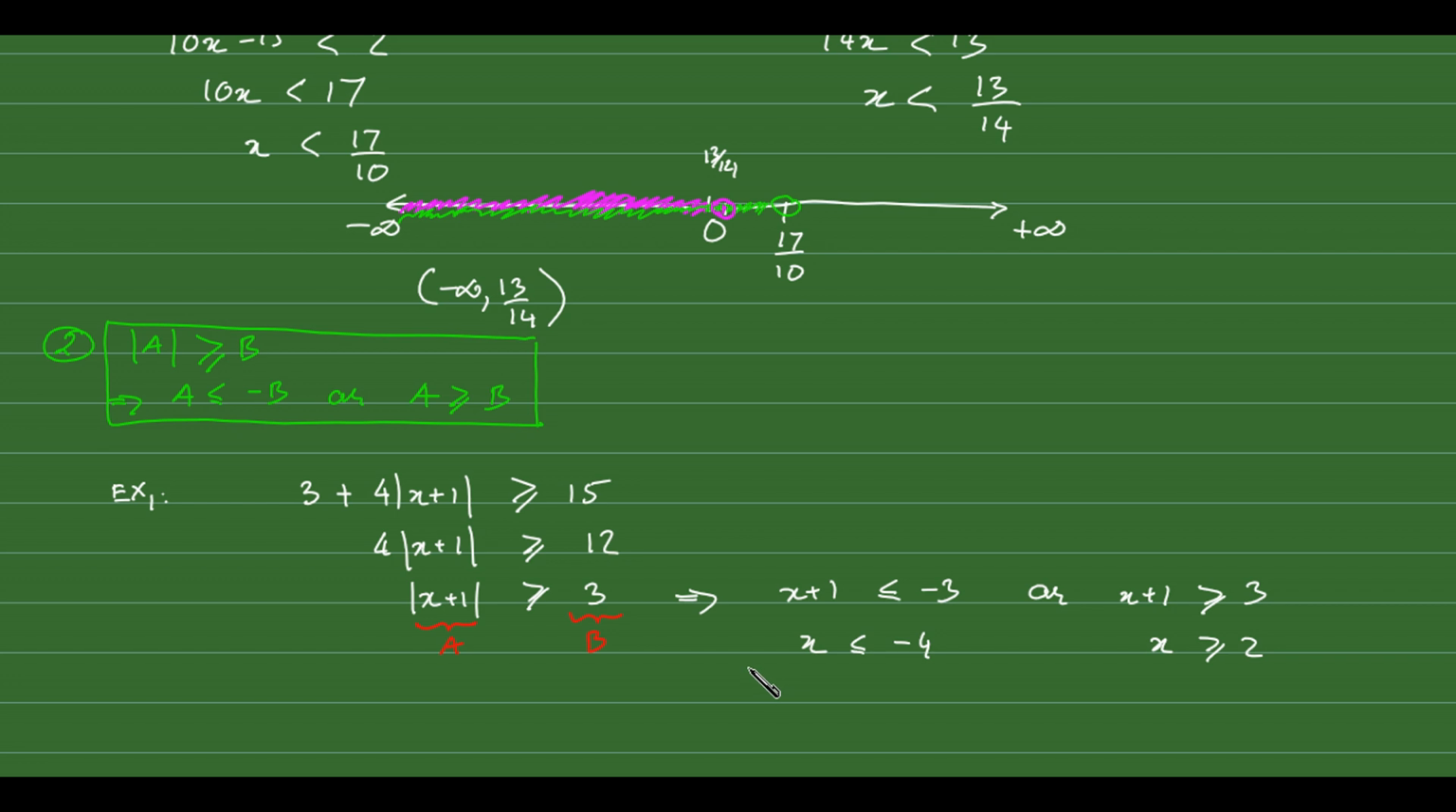And from here, if you draw the number line, you see that it's not going to be overlapping each other, because negative 4 is on the left hand side, and 2 is on the right hand side of 0. So you can write interval notation right away: negative infinity to negative 4 bracket, union with, because it's or, bracket 2 to positive infinity. Okay.